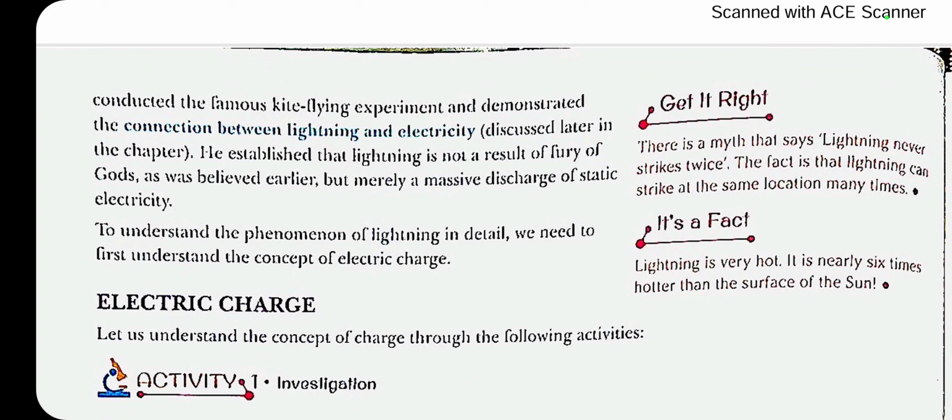electricity, discussed later in the chapter. He established that lightning is not a result of fury of gods, as was believed earlier, but merely a massive discharge of static electricity. To understand the phenomena of lightning in detail, we need to first understand the concept of electric charge.